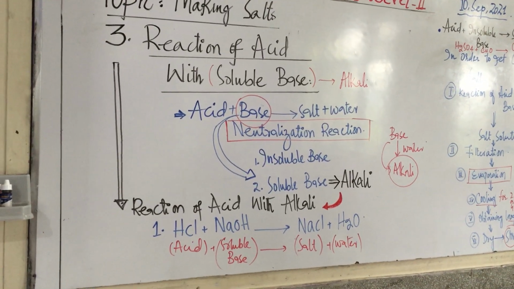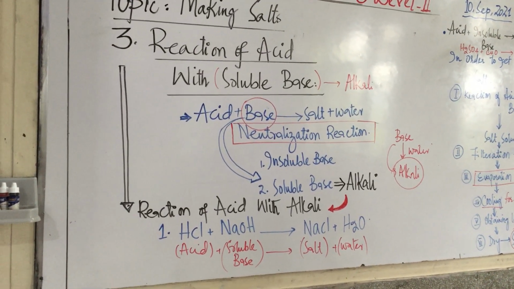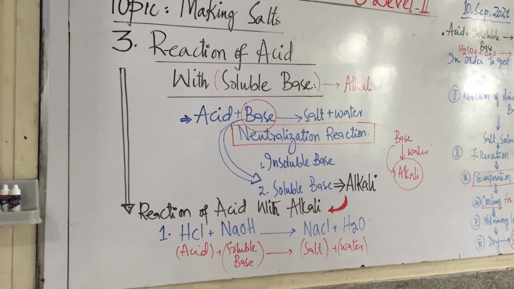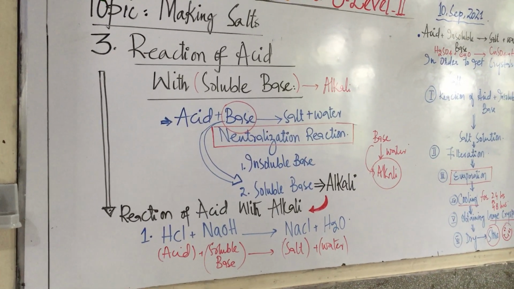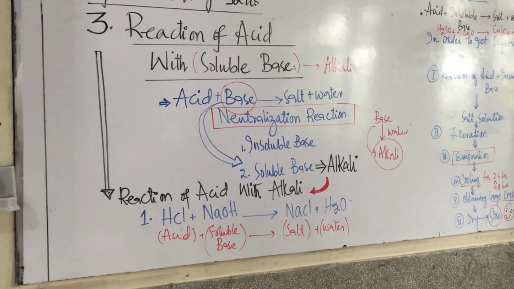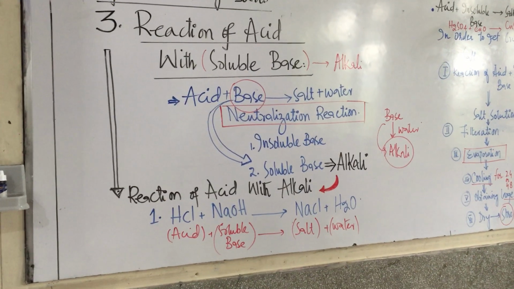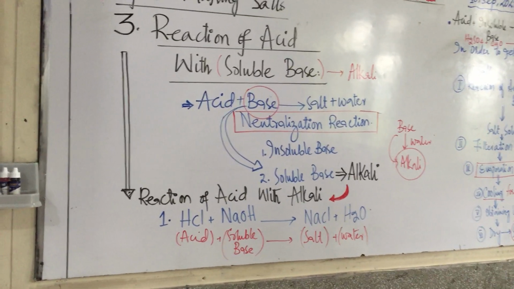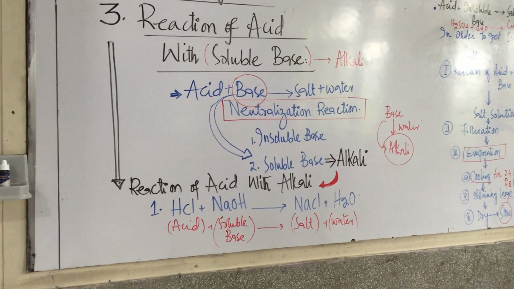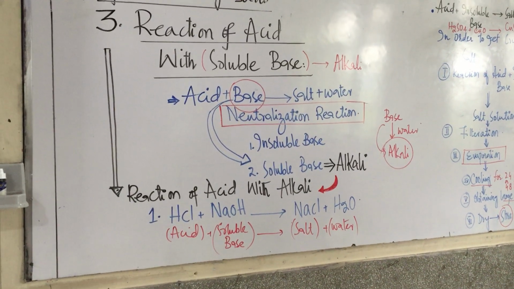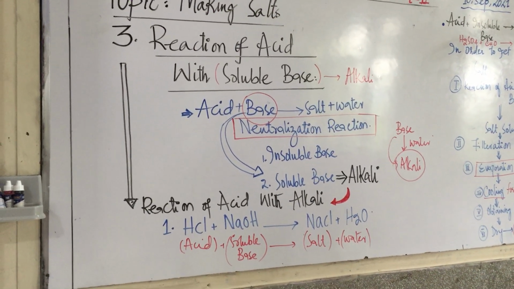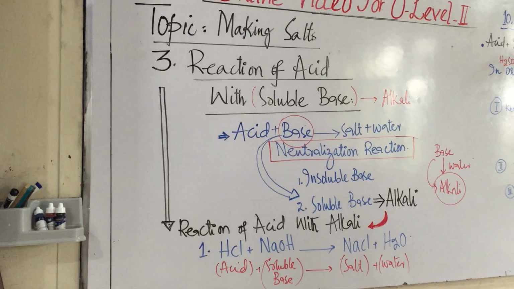The first reaction was just the reaction of acid with metals. You were getting your salt and hydrogen gas. The second type was the reaction of your acid with a base, but the base was an insoluble one. You were getting your salt and water. And then you were going for the further separation techniques in order to obtain your salt. Now here, this is the third type.